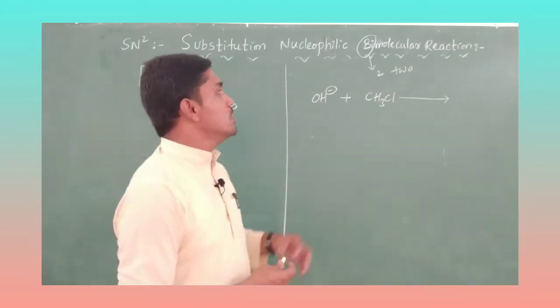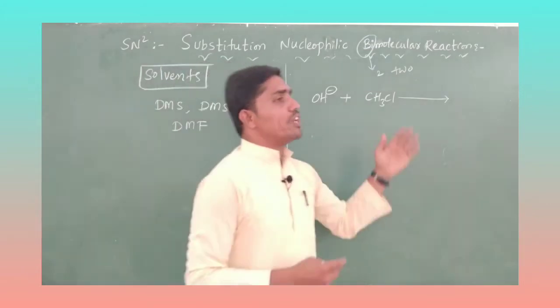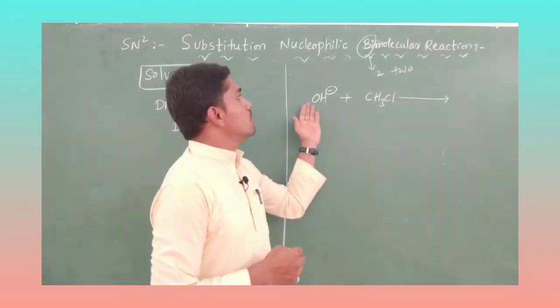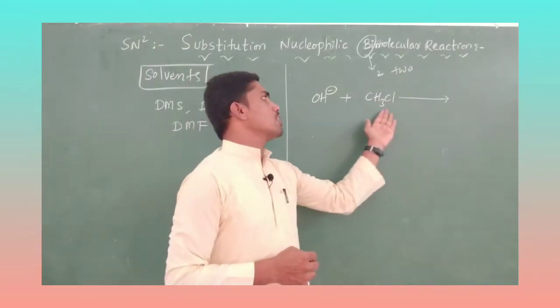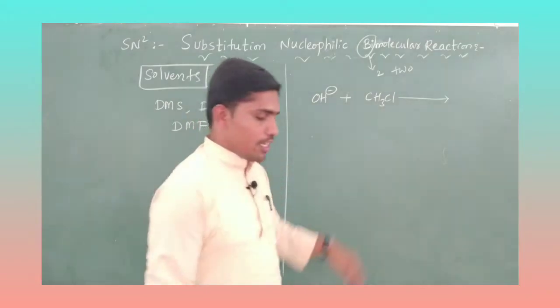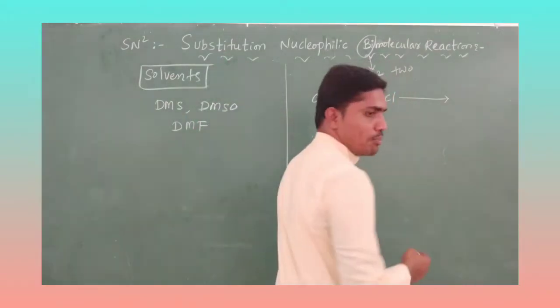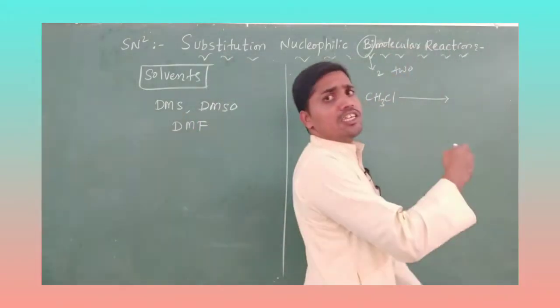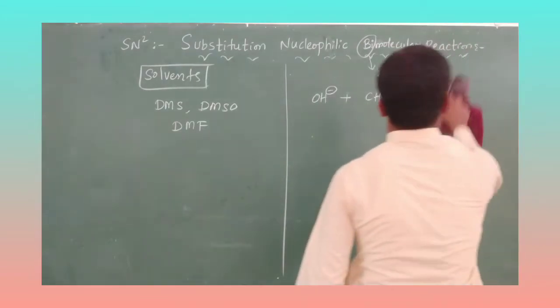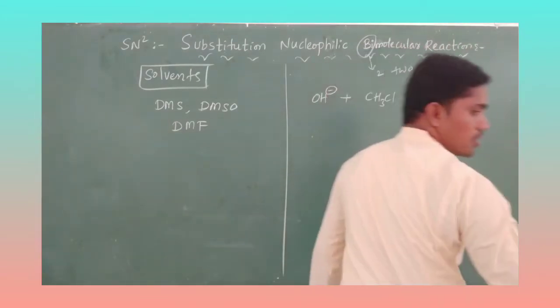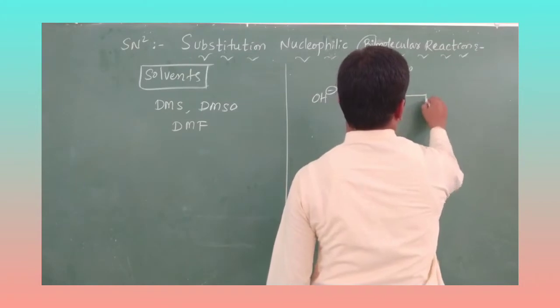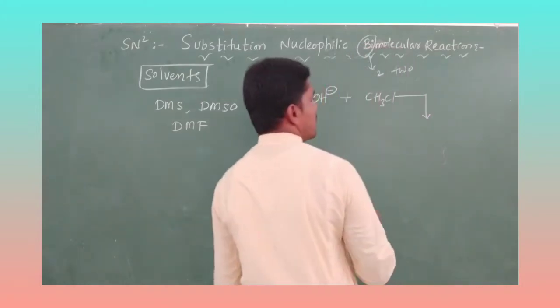Like the same way, in an SN2 reaction, before we get the products, when the nucleophile reacts with an alkyl halide, it forms an intermediate product. What is that intermediate product?